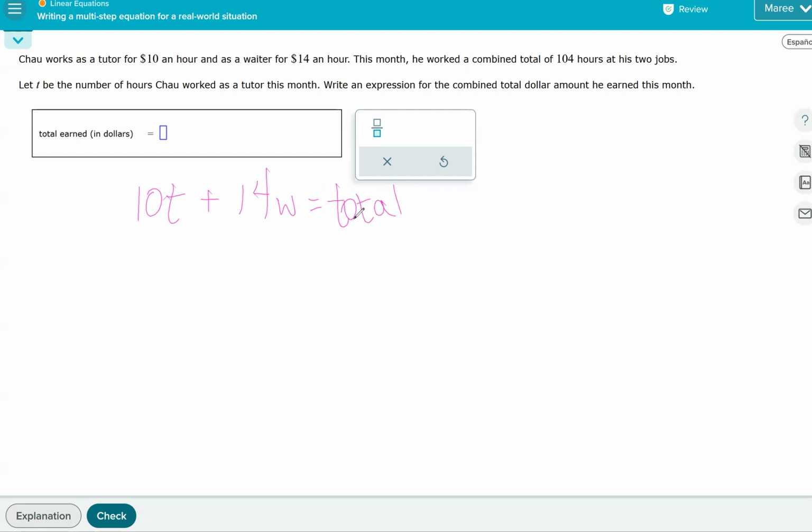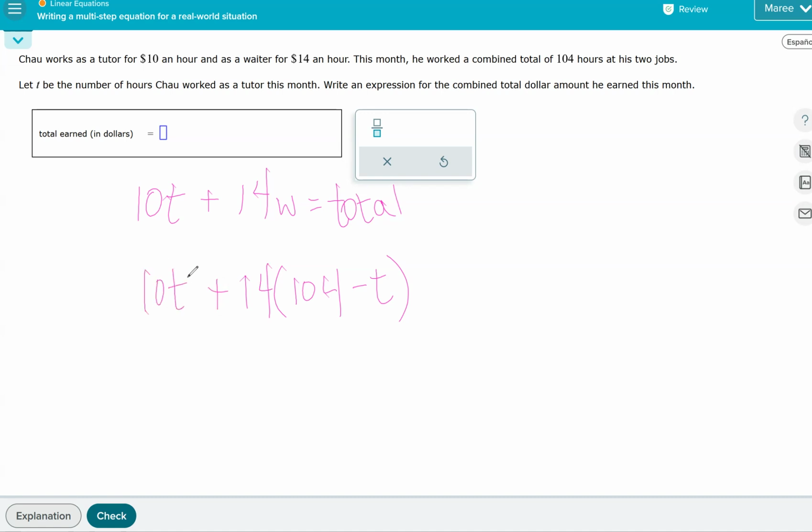We can't use W, we can only use T, but the total number of hours is 104. So in place of W, we can do 104 minus T. So however many hours that he worked as a tutor, if we take that away from 104, that's how many hours that he worked as a waiter, sorry.